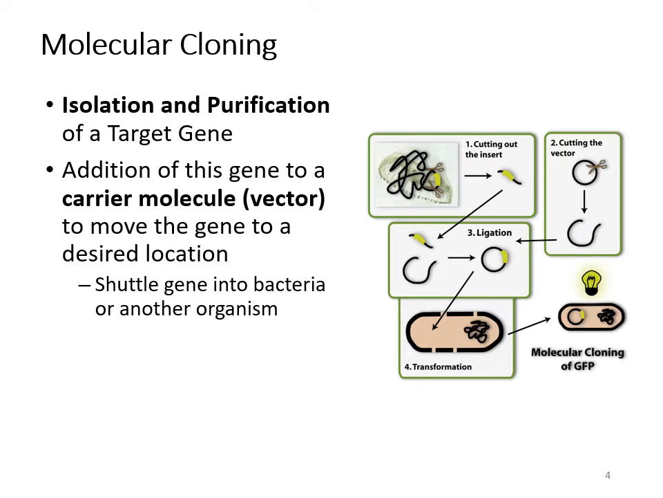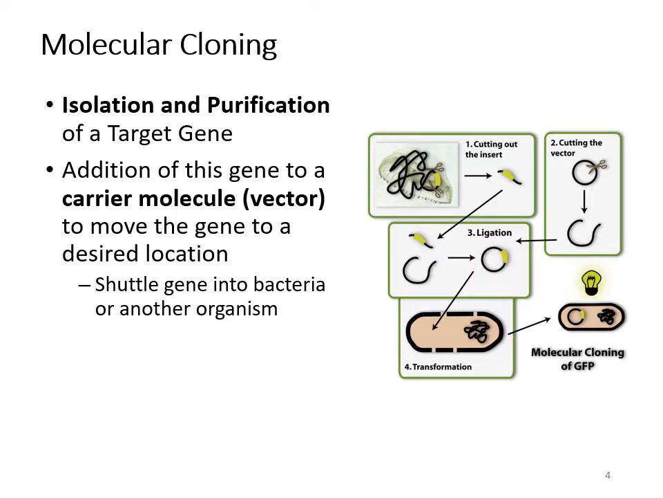So now what you're able to do, as you see in this figure on the slide, is you can ligate them together. You take that gene that you cut out of a big genome, and you take that vector that you cut open in just one spot, and you glue together those pieces. Once you have that DNA ligated, what can you then do?